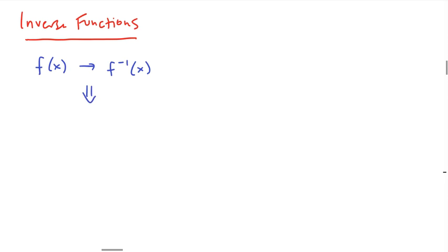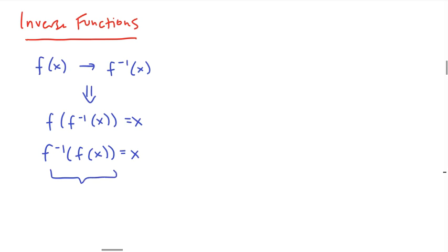It needs to be a function such that f of f inverse of x will give me x, and f inverse of f will give me x. If you're not sure what this notation means, this is called function composition. So basically the composition of f and f inverse must give me x.